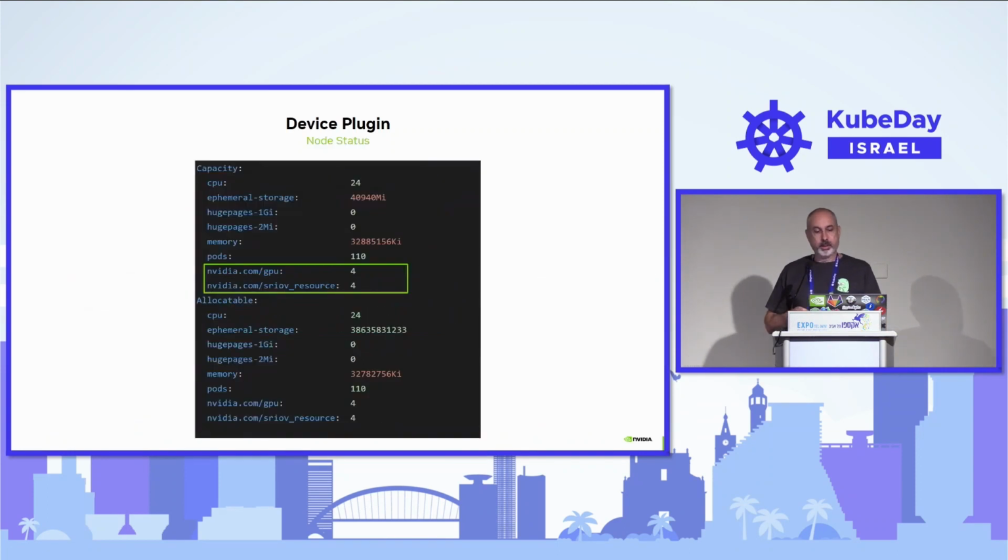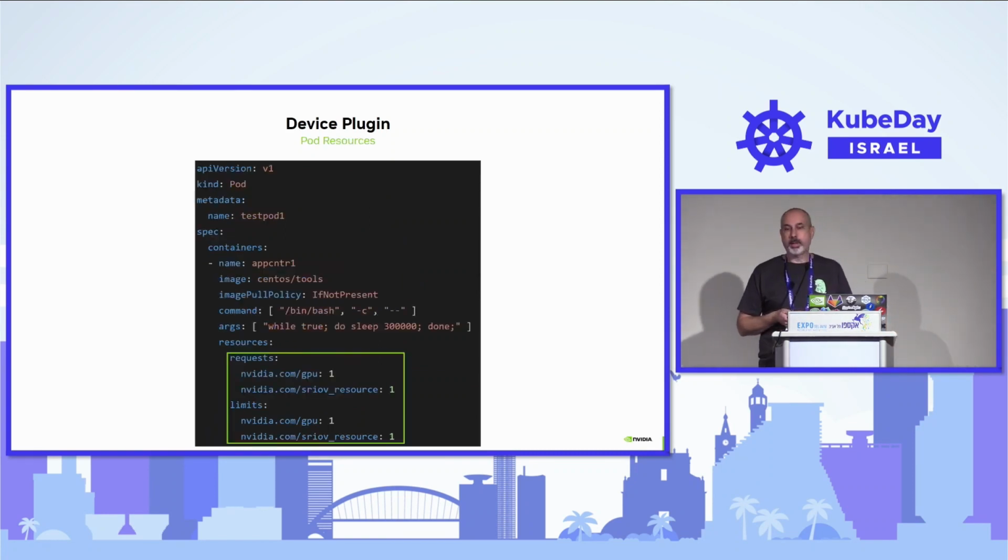OK, so as I mentioned, we can see this resource is also available on the node status. Here we have two examples. One is a GPU. The second one is an SR-IOV resource. And how do you actually request them inside your pod? Under the resources, you have the requests, and then it goes like domain/name of the resource. So here we are requesting one GPU and one SR-IOV resource. So we can say this interface is countable. It's just a number.